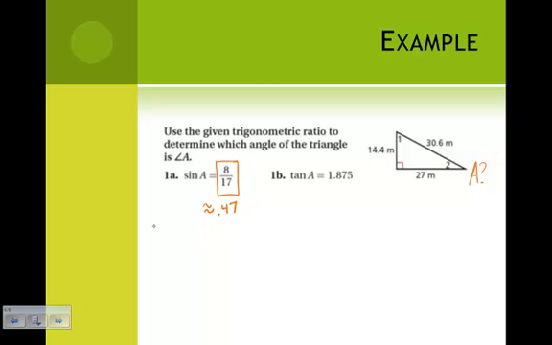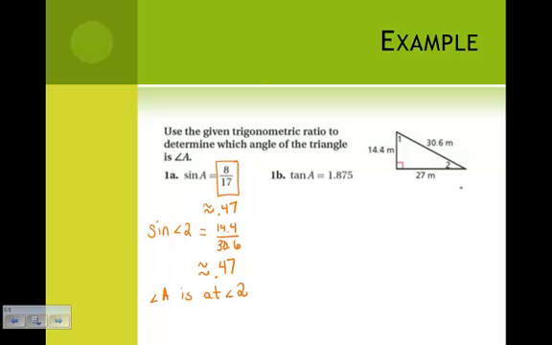So let's try it. If I do sine of angle, I'm going to call it angle 2, I would end up with opposite over hypotenuse. And if I divide those two in my calculator, I'm going to get approximately 0.47, which means that angle A is at angle 2.